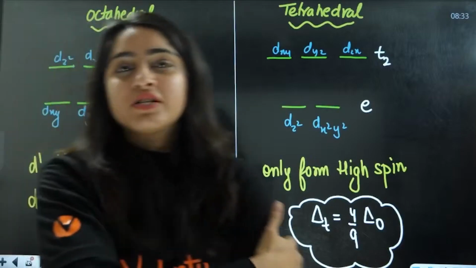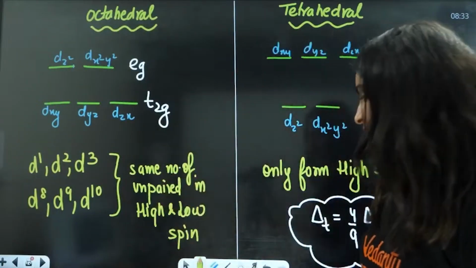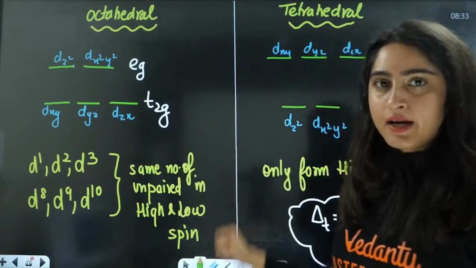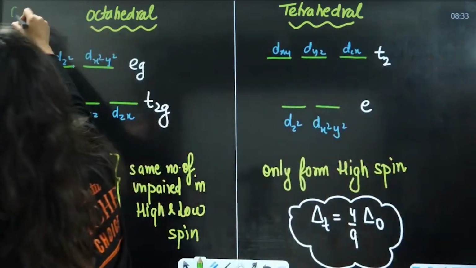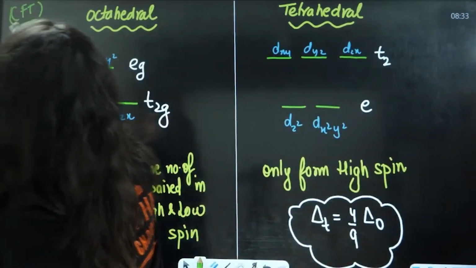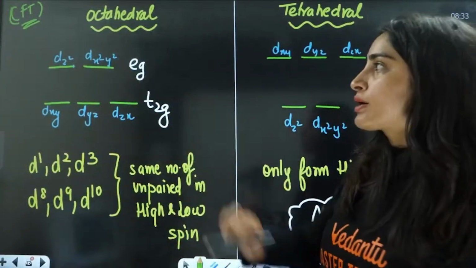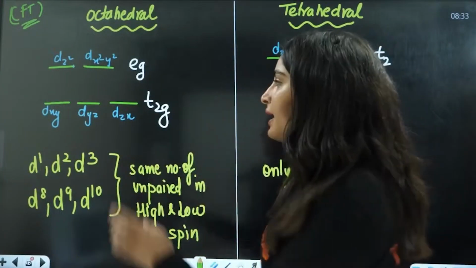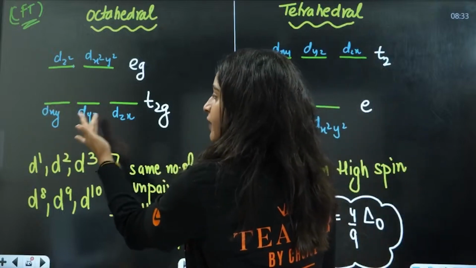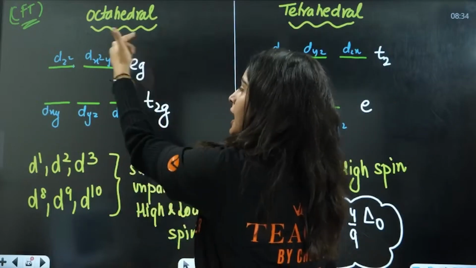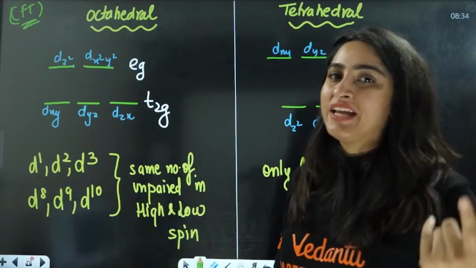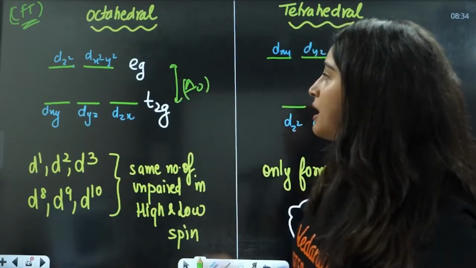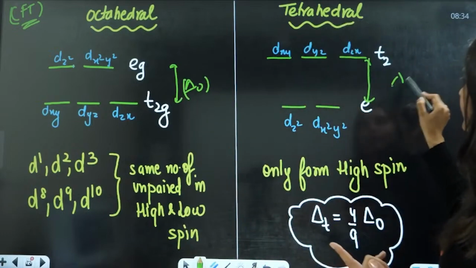Firstly, we are going to talk about octahedral complexes here. Very, very important: octahedral and tetrahedral. For CFT, if you are talking about octahedral, the degeneracy will be broken, and here you will have dxy, dyz, dzx, that is T2g, and above it the higher energy level will be Eg. The difference is called delta, and for tetrahedral it is called delta T.